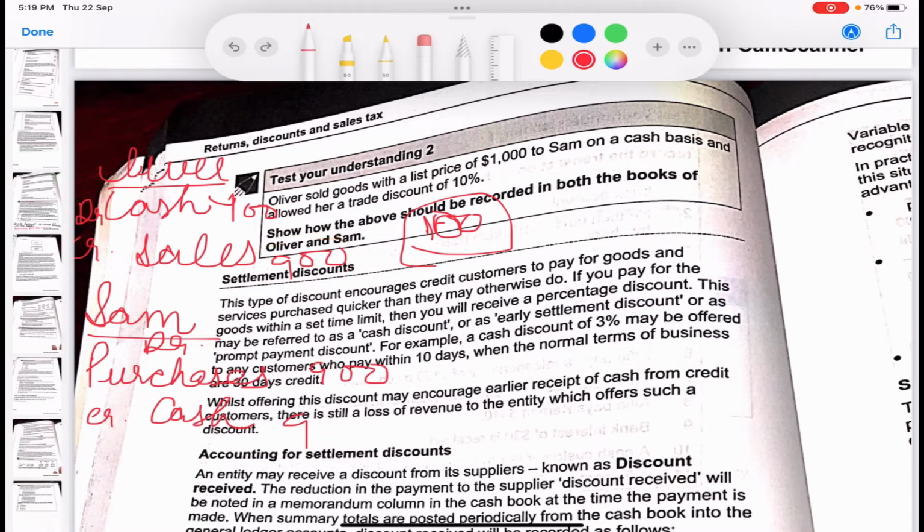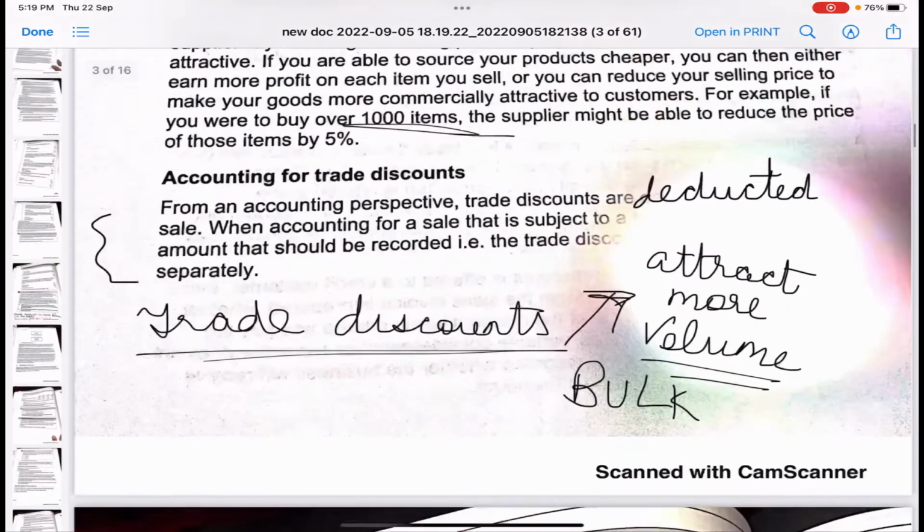So that's about it. We are done with the trade discount understanding too. Now let's see what's next.